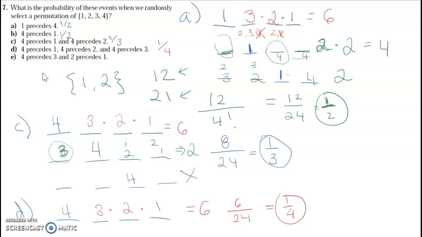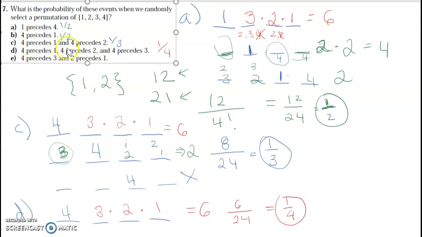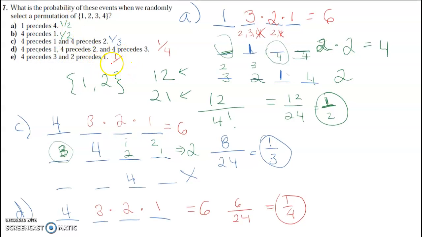And finally, for part E, I will actually leave this one to you guys. I'll tell you the answer. The answer for part E should be 1/4 again. So 4 precedes 3 and 2 precedes 1. You can count the number of ways, and there should be only 6 cases that satisfy this. And so 6 divided by 24. The final answer for that should be 1/4.